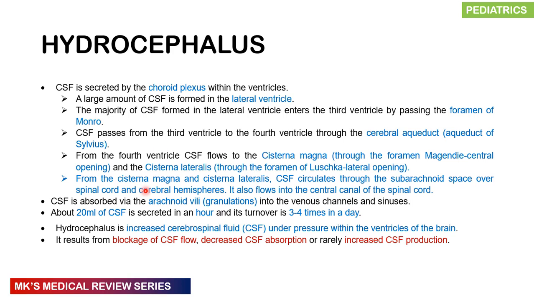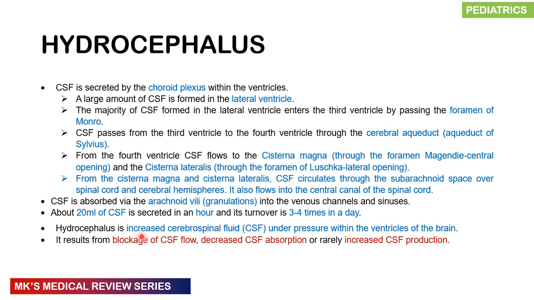Now from the cistern magna and the cistern lateralis, the CSF is going to be flowing through the subarachnoid space over the spinal cord, over the cerebral hemispheres, and it also flows into the central canal of the spinal cord. When you talk about the word hydrocephalus, this is simply an increased CSF under pressure within the ventricles of the brain. It can arise because of predominantly a few mechanisms.